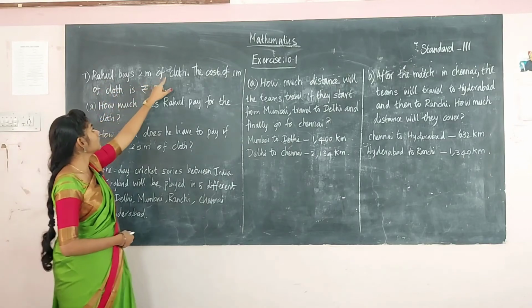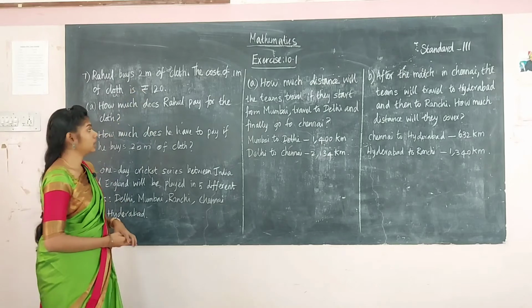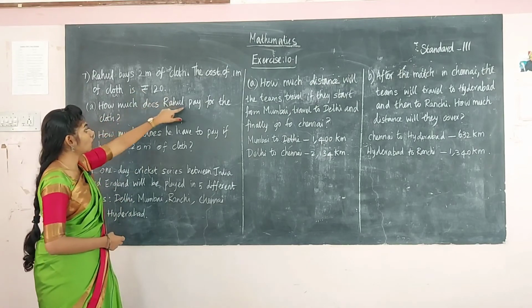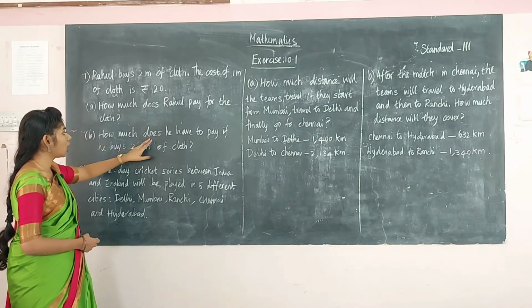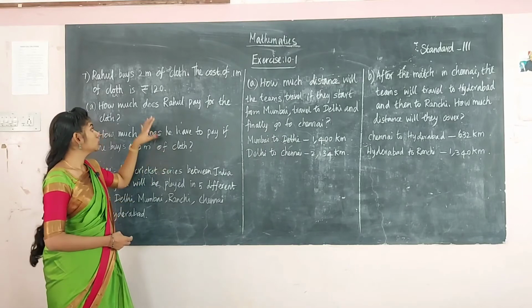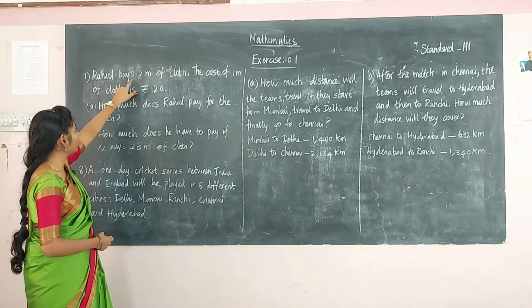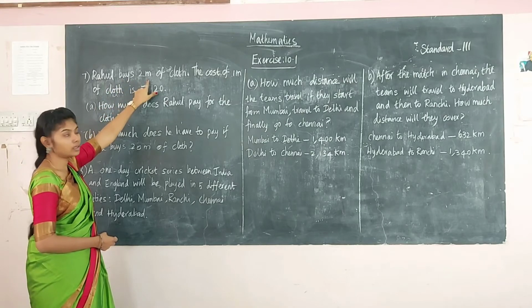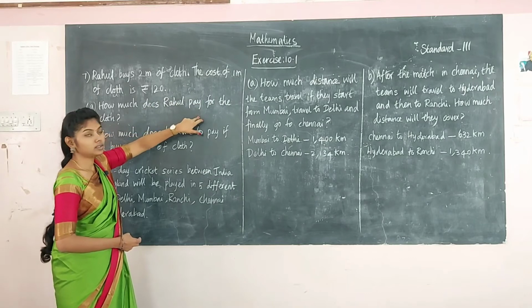Now see the seventh problem. Rahul buys 2 meters of cloth. The cost of 1 meter of cloth is rupees 120. How much does Rahul pay for the cloth? This is the first question. And the second question is, how much does he have to pay if he buys 20 meters of cloth? So the first question is how much he pays for that cloth. In the question he buys 2 meters. So if he buys 2 meters, what will be the cost? That is the first question.